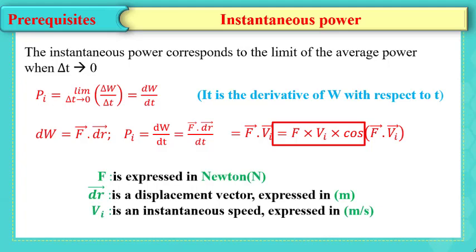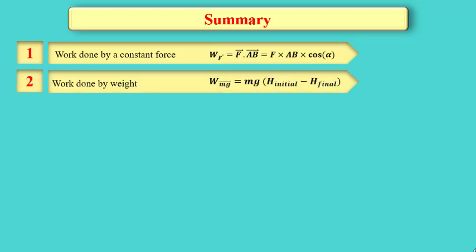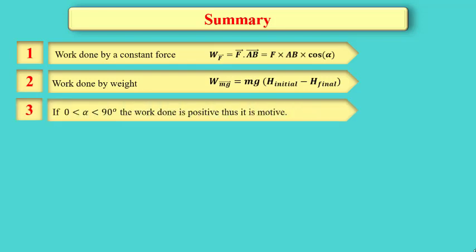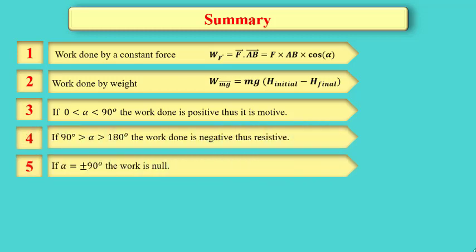F is expressed in Newton, dr is expressed in meter, v is expressed in meters per second. To sum up the ideas we took in this video, first we say that the work done by a constant force is simply F AB cosine alpha. The work done by weight is mg (H initial minus H final). If the angle is acute, we have a motive force. If it's obtuse, it's a resistive work. If it's 90 degrees plus or minus 90, the work is null.